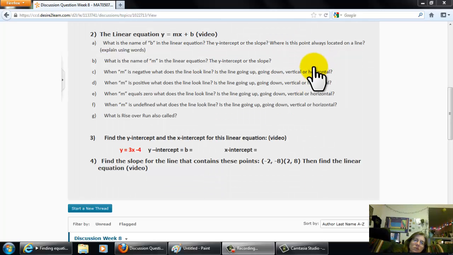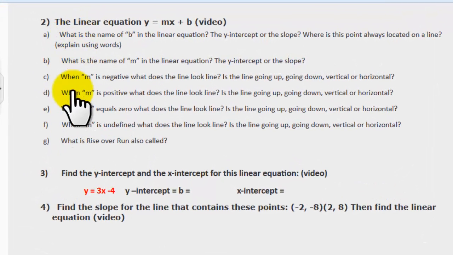Alright, here is the answer to discussion week 8, number 2, which is a series of these questions. So let's look at that.